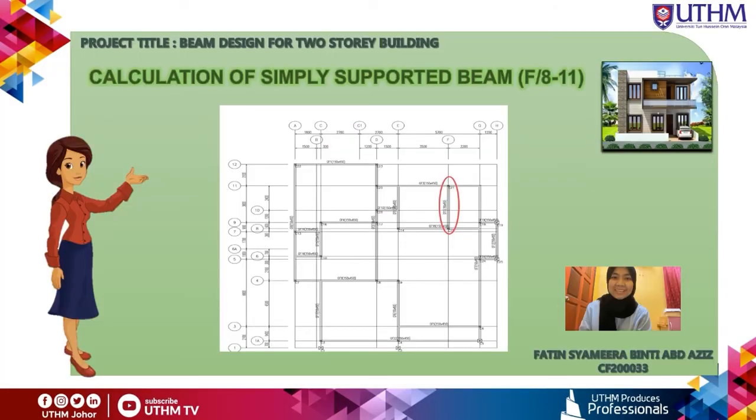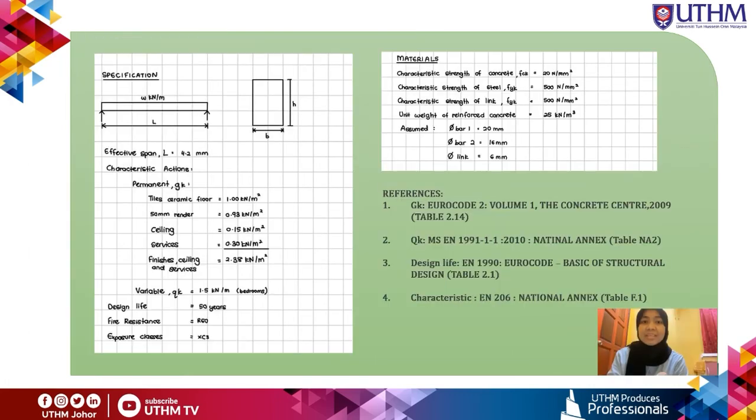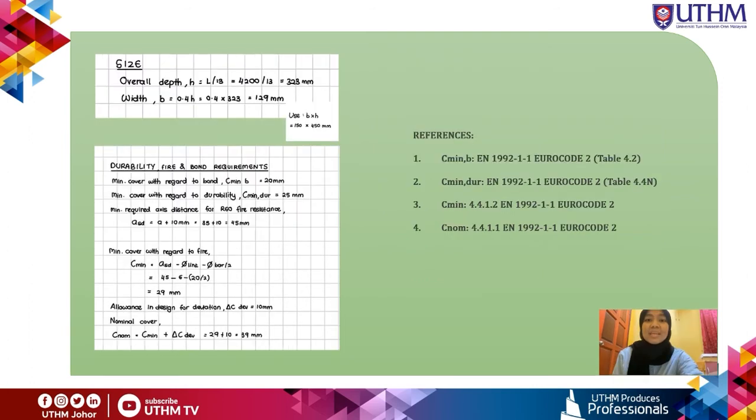Thank you. I'm Fatin Shamira with matric number CF20033. I will present on how to calculate the simply supported beam. The beam that I chose is F8-11. This is the specification of the beam and the material used. The size that I use for this beam is 150 mm times 450 mm. The C min that I get is 39 mm, while C nom is 39, but I make it 40 as my C nom.